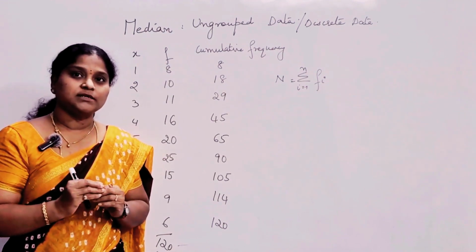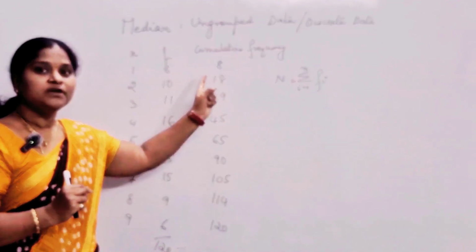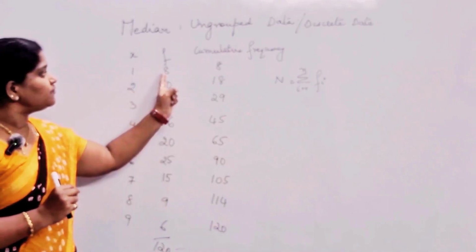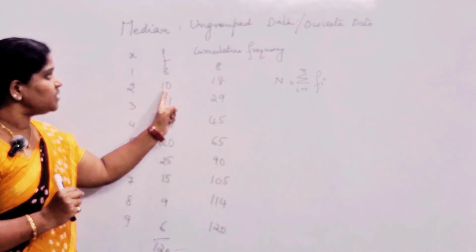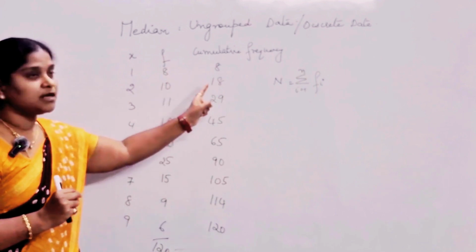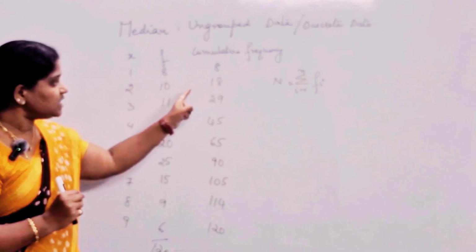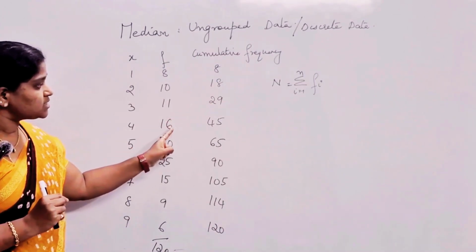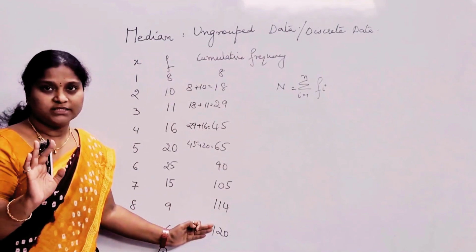Now, here in median, what we do is we calculate cumulative frequencies initially. Cumulative frequencies is nothing but we add the subsequent frequency to the previous one to give the cumulative frequency of that particular set. Like the first one will be the same, 8. Cumulative frequency for the second one will be 8 plus 10, that is 18. For the third one it will be 18 plus 11, 29. Next is 29 plus 16, 45, so on. So these will be my cumulative frequencies.